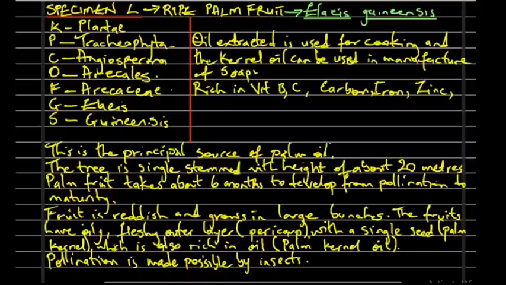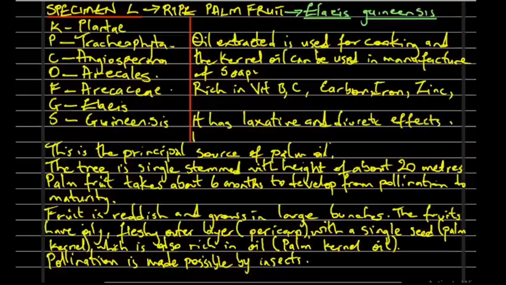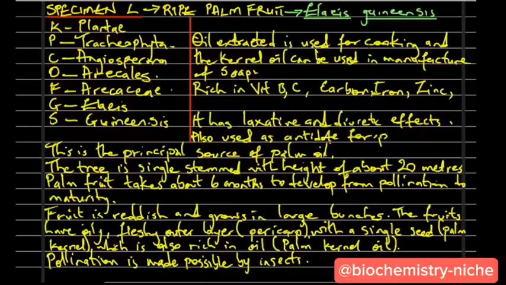So like I said earlier on, the plant has laxative and diuretic effects. It is also used as antidotes for poisons. So these are a few of the things that we use this particular crop for.